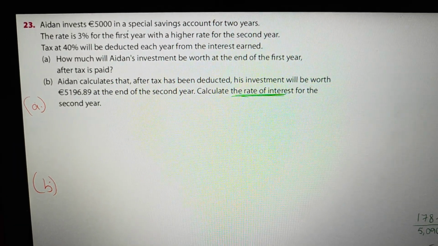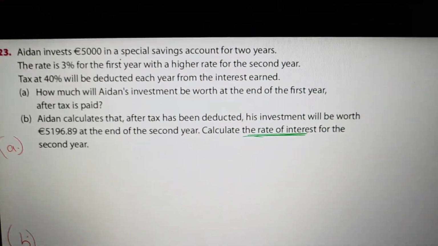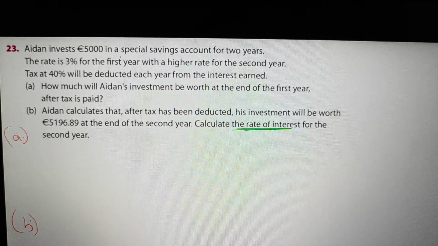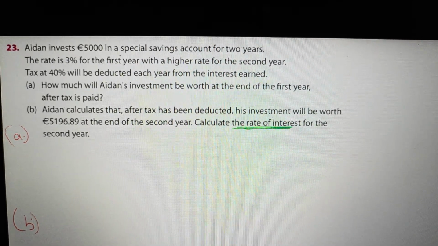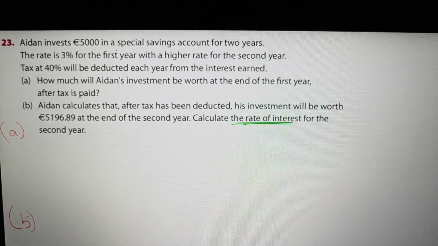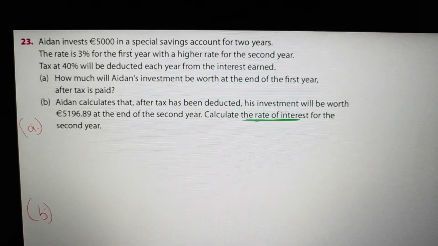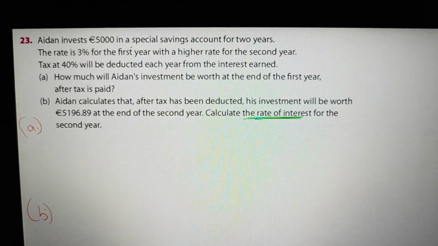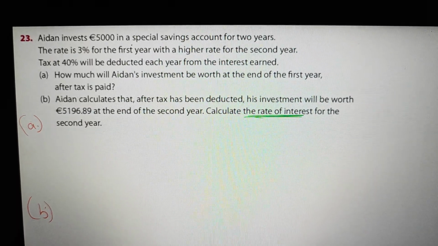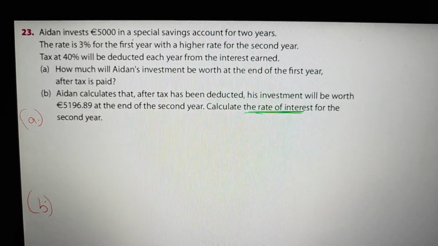Okay, last question, 23. Aidan invests 5 grand in a special savings account for 2 years. The rate of interest for the first year is 3%, and then there's a higher rate for the second year. That means I have to do them year by year separately. Now, this time there's a tax involved in the question. Tax at 40% will be deducted each year from the interest that is earned.